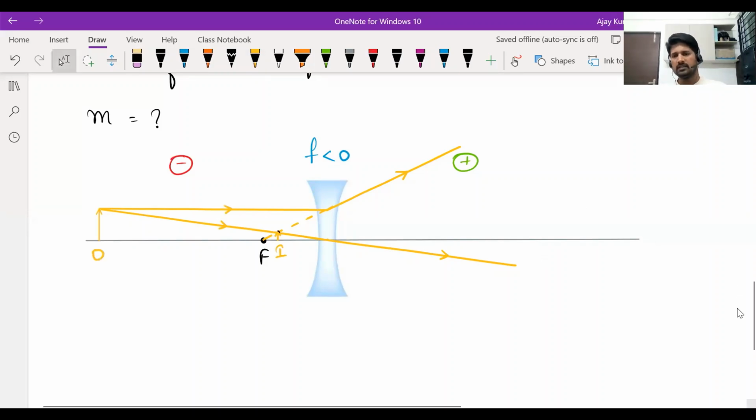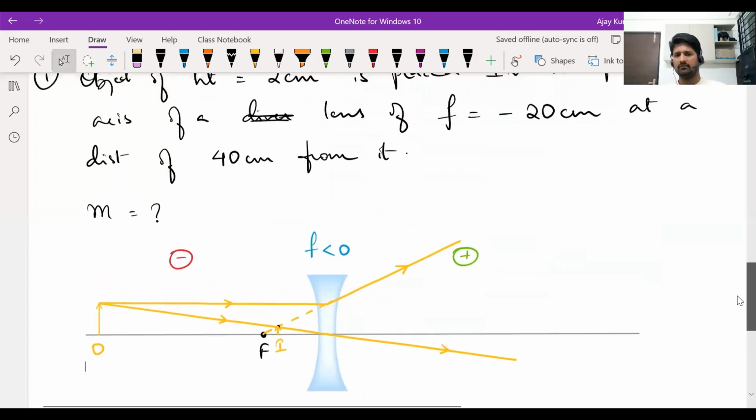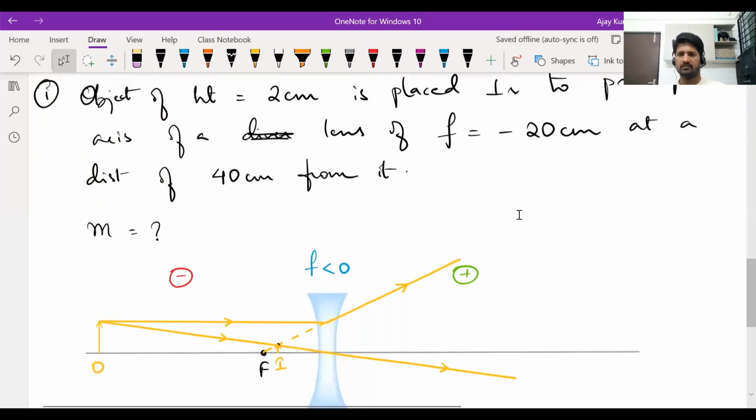Okay. Check if the answer you derive also says the same thing. You derive an answer for magnification and tell whether it's upright, diminished or not. Make it fast. Okay, I got one answer as 1/3.